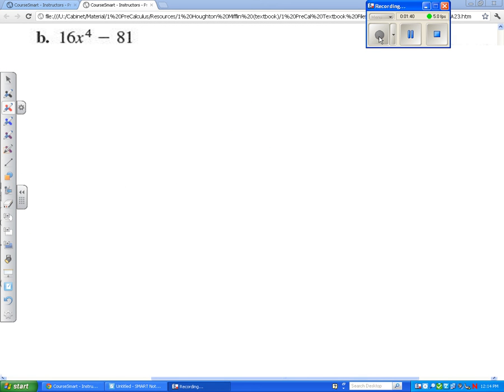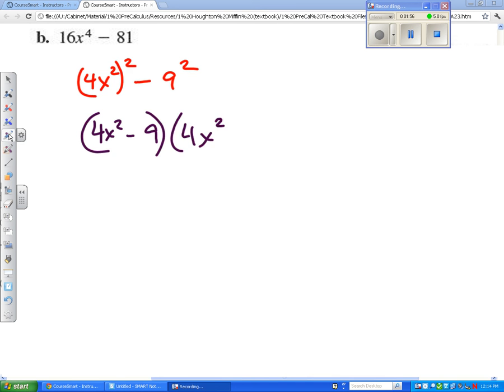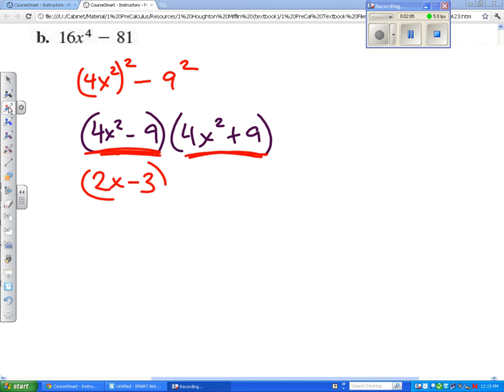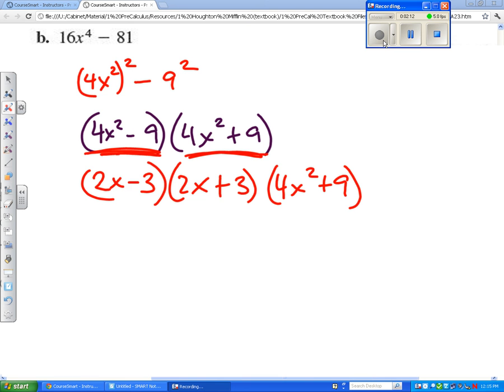All right, if you're asked to factor 16x to the 4th minus 81, we need to find this as perfect squares. Notice this is 4x squared minus 9 squared. That makes it the difference of squares. This gives us 4x squared minus 9 times 4x squared plus 9. We're actually not done because the difference of squares can be factored. The sum of squares can't. So this becomes 2x minus 3 times 2x plus 3, but we still have the 4x squared plus 9. And that's it for that one.